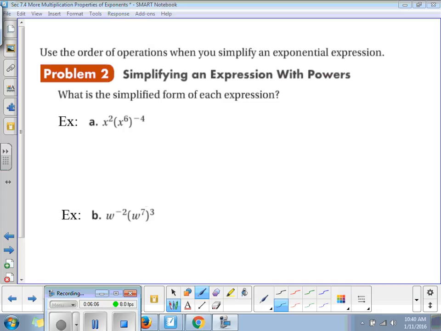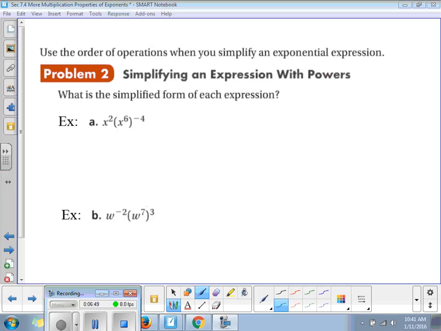Problem 2. Here we're going to use the order of operations when we simplify an exponential expression. So simplifying an expression with powers, we want to know what is a simplified form of each expression. Order of operations, PEMDAS, tells us that we have to do parentheses, exponents, then multiplication and division from left to right, then addition and subtraction from left to right. Correct? So here, this parentheses doesn't really mean a grouping symbol, right? That's just separating this. So here we've got the exponent that we're going to do first.